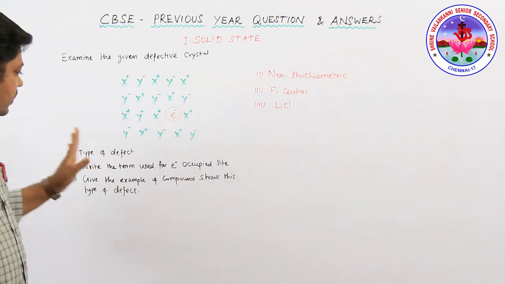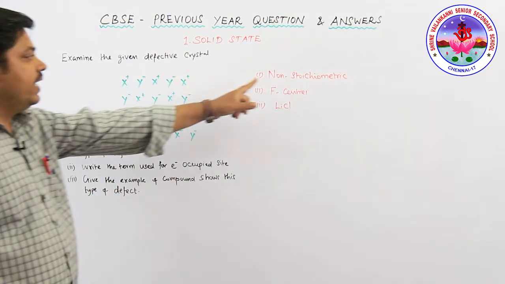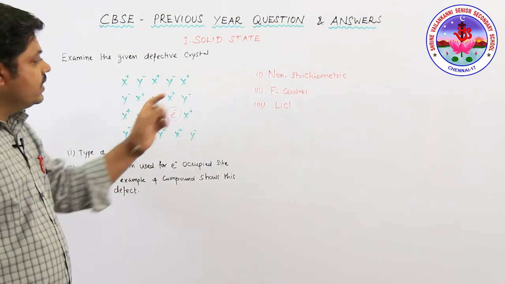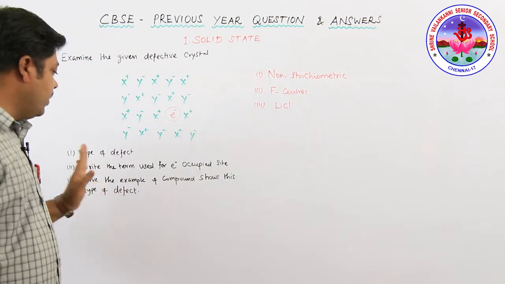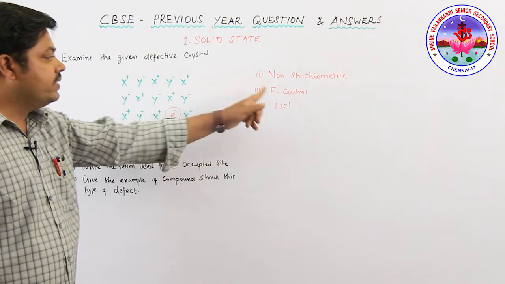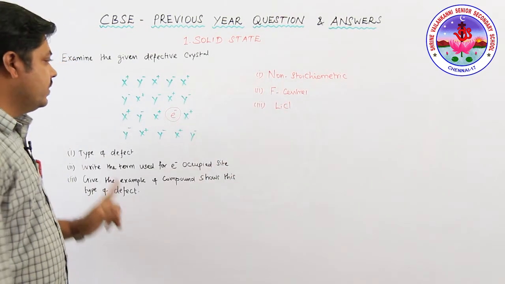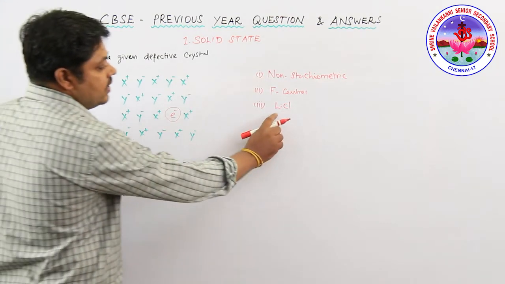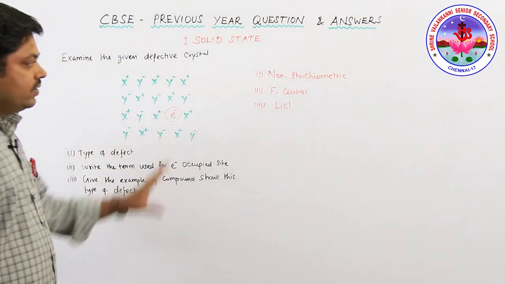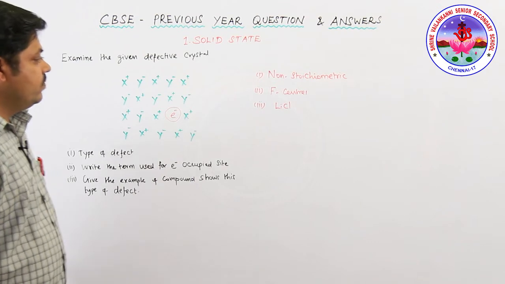This is the key point. So just write the key point here. So what type of defect? Simply you can finish it: non-stoichiometric defect. Then write the term used for electron occupied site, just F center. Then give an example of a compound showing this type of defect, that is lithium chloride. So this is the key point.